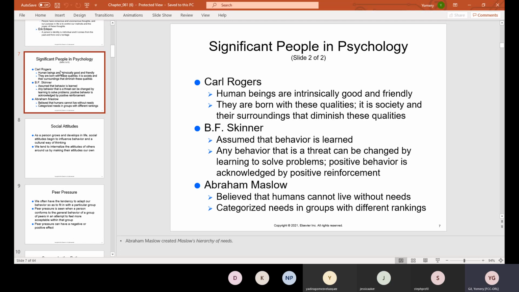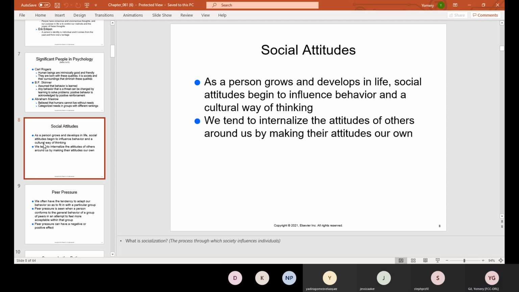So the next person in psychology is Abraham Maslow. He believed that humans cannot live without needs, so he categorized the needs in groups with different rankings. Social attitudes. As a person grows and develops in life, social attitudes begin to influence behavior and a cultural way of thinking. We tend to internalize the attitudes of others around us by making their attitudes our own.